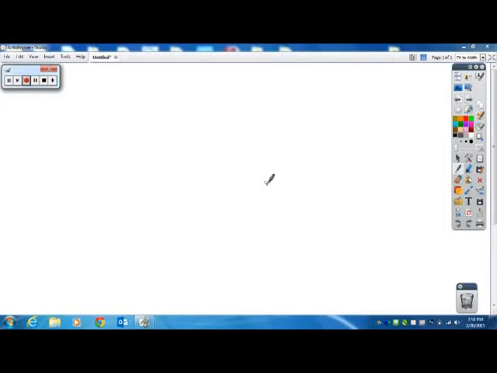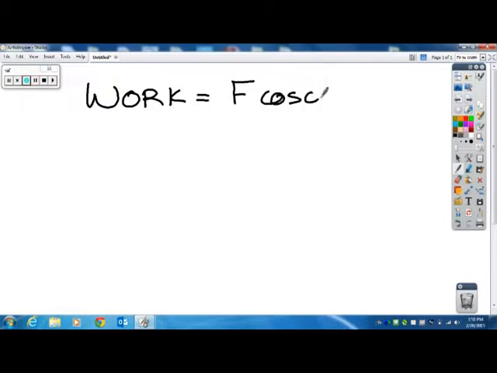In this lesson, I'm just going to go over some simple ideas regarding work and how to calculate work. So, in your textbook, you're given an equation to calculate work. To calculate work, your textbook says take force multiplied by cosine theta and multiplied by S.